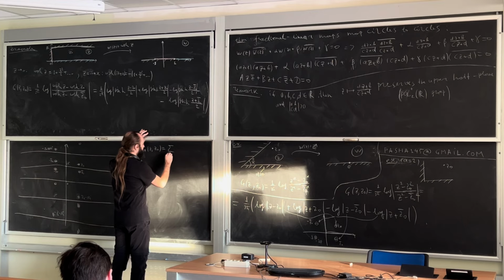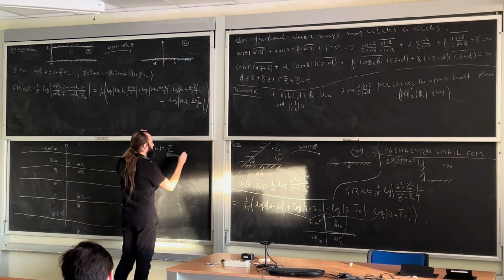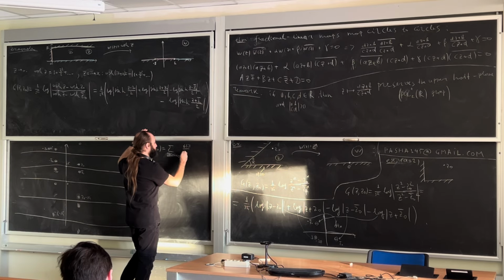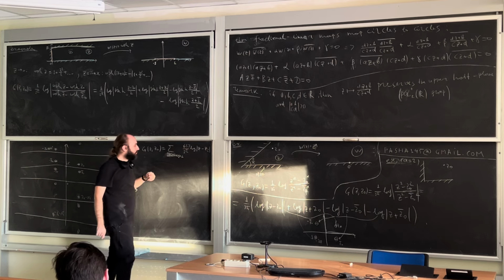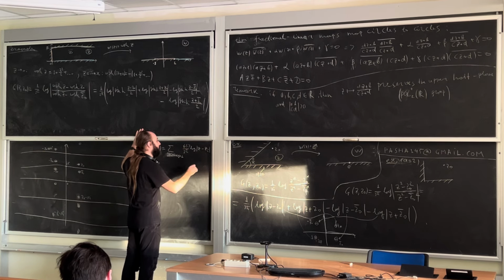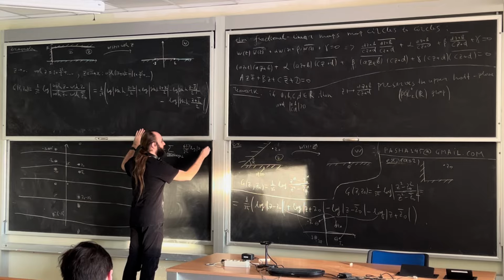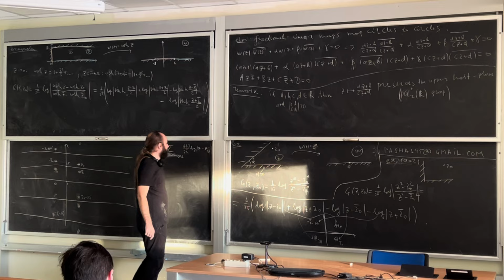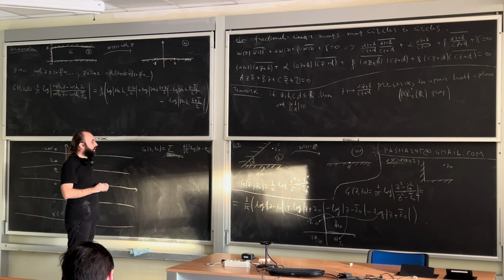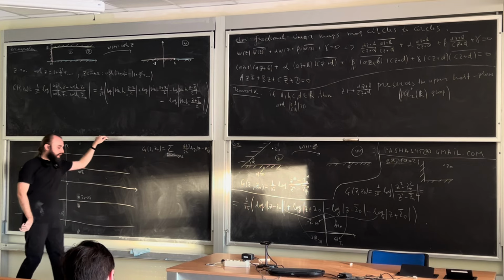Okay, let me write it in images. A sum over corresponding images of charge over pi, logarithm of z minus z_i, where z_i is the image of z0, like this.